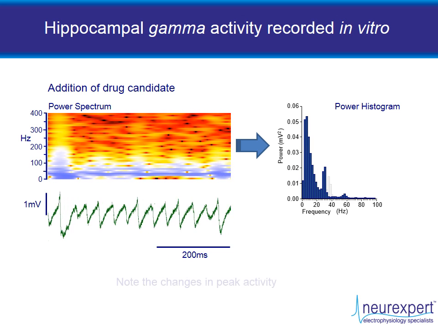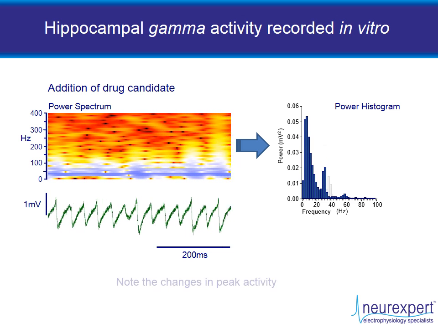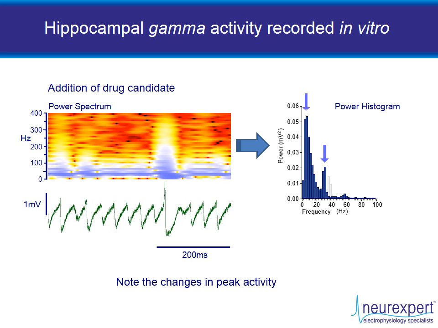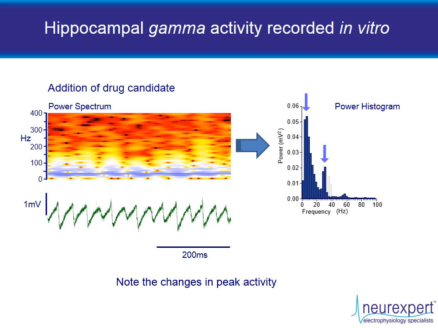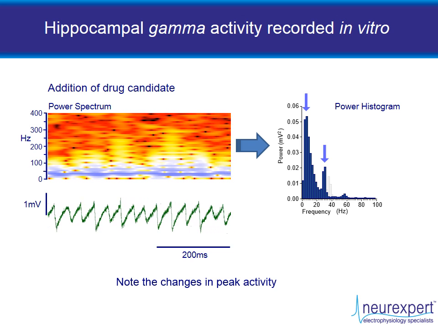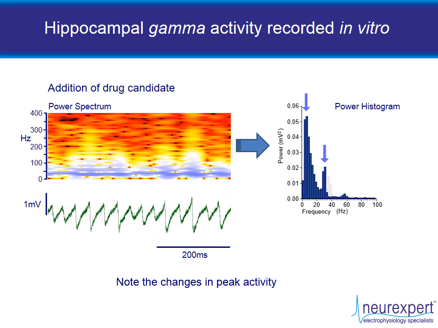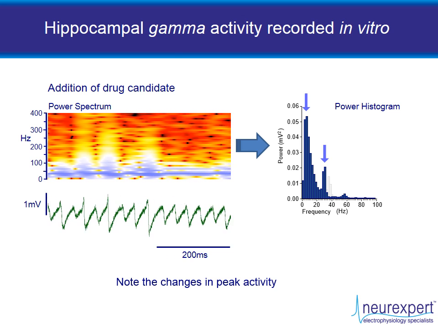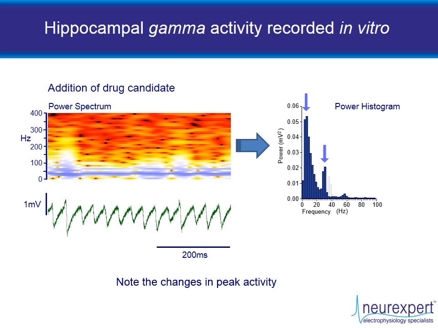In this example, there is a shift in peak in the gamma range to approximately 30 Hz, and also a large increase in power in the low frequency range below 15 Hz. This frequency range corresponds to the theta and alpha ranges of the EEG. The theta and alpha ranges can be related to different sleep states.